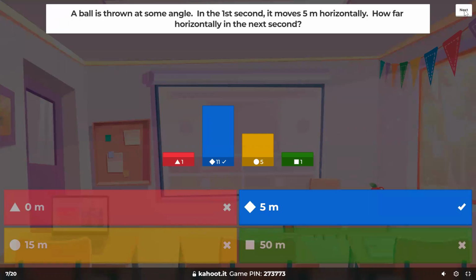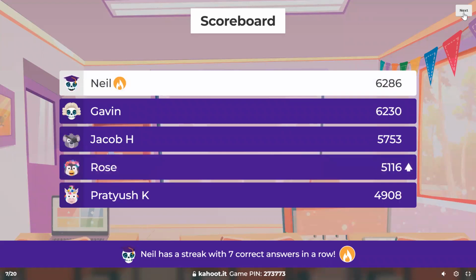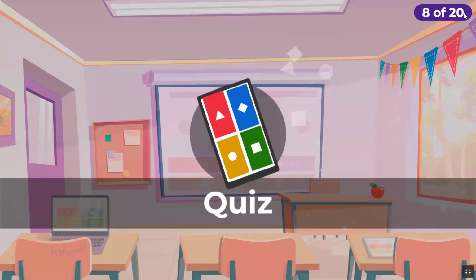Yeah, 5 meters. We're talking about the horizontal motion, right? Because does that ball accelerate horizontally? No, only vertically. Gravity only pulls vertically. Horizontally, it's just constant velocity all the way across. It's going 5 meters per second, 5 meters per second, 5 meters per second, right? So it's going across the field at constant velocity. All right, Neil on fire in the lead.